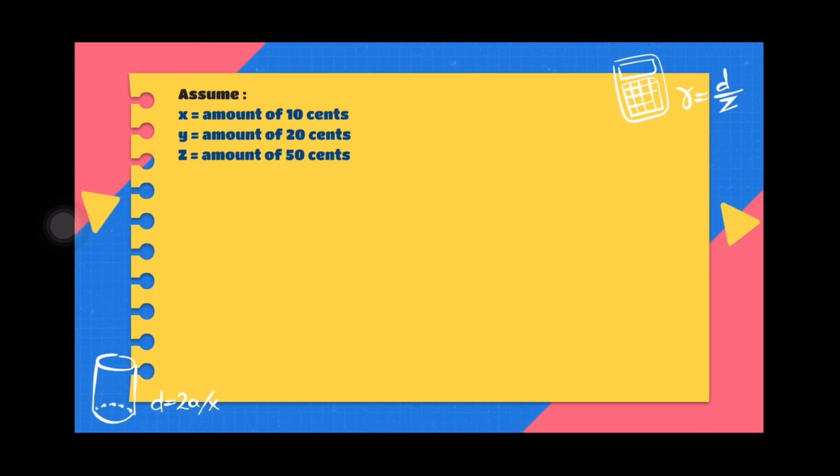So now let's help Awada solve her problems. First, we can assume that X is the amount of 10 cents, Y is the amount of 20 cents and Z is the amount of 50 cents. From the video earlier, we know that Awada has saved a total of 18 ringgit. So we can write it as 0.1x plus 0.2y plus 0.5z equals to 18.